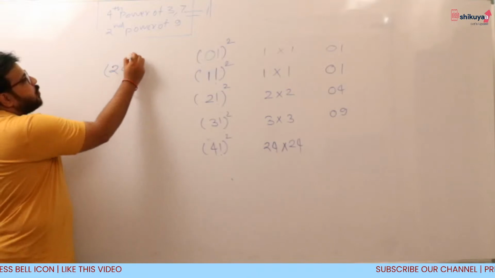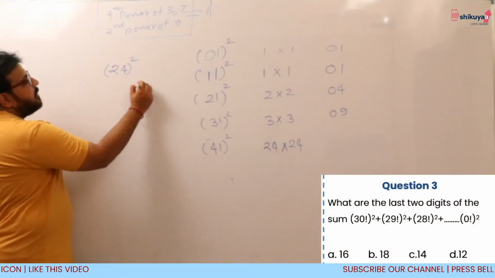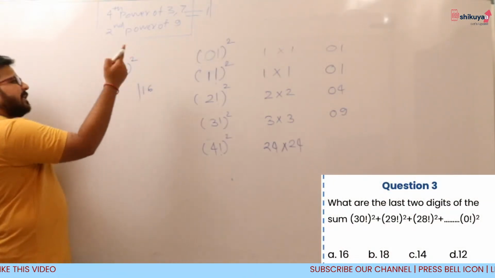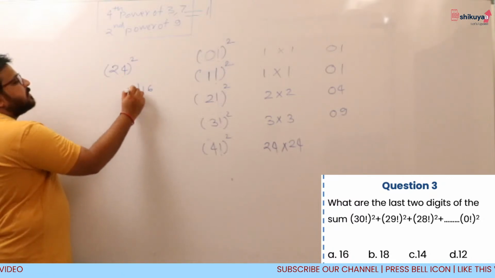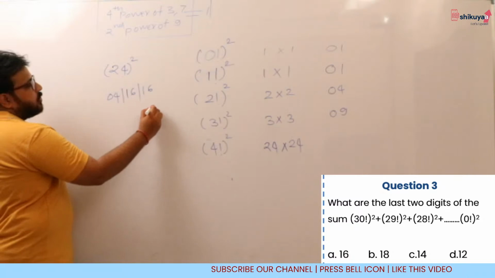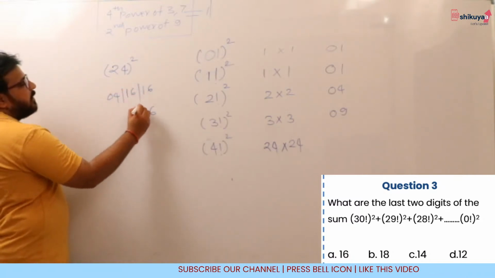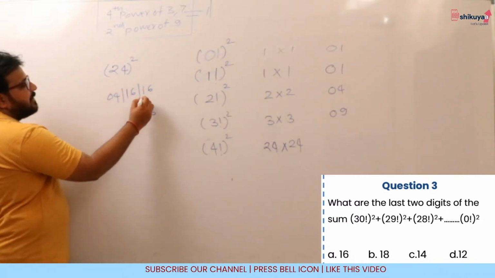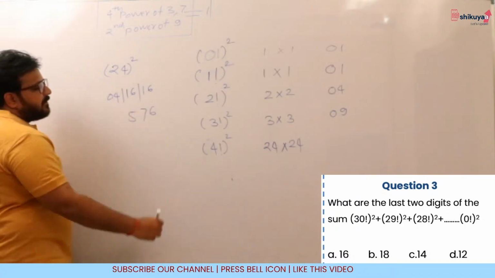24 raised to 2. 4 4s are 16. 4 2s are 8. It's a double. That is 16. And finally 2 square, that is 04. So 6, 1 is carry forwarded. 6 plus 1, 7. 7 as it is. 1 is carry forwarded. 576.